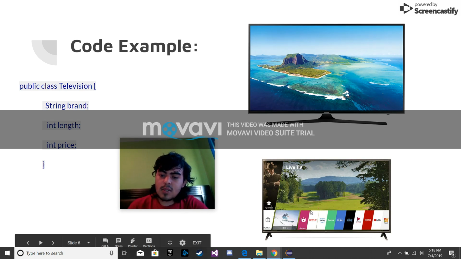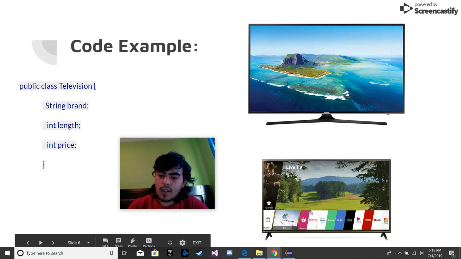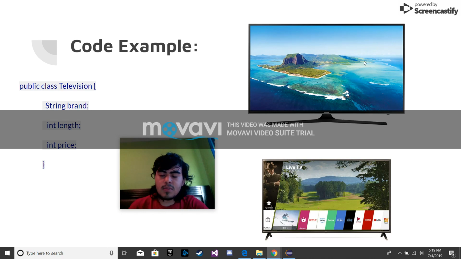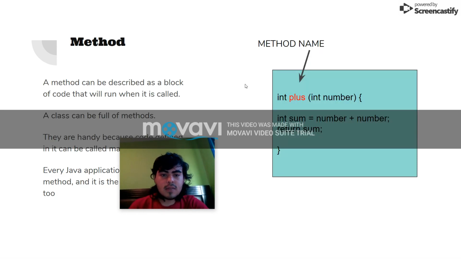Our second television is an LG. That would be our brand. Length, it could be a 40-inch, and price a little under 500. So this is what can be done with a class. You can make different types of televisions with their different brands, lengths, and prices.